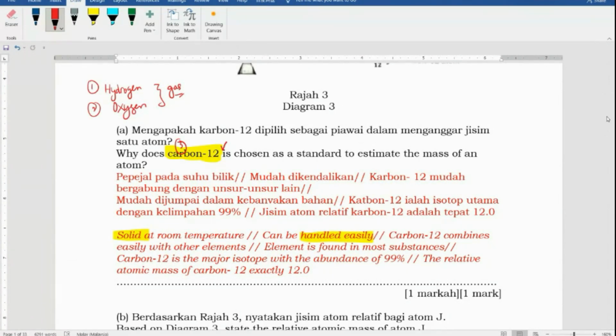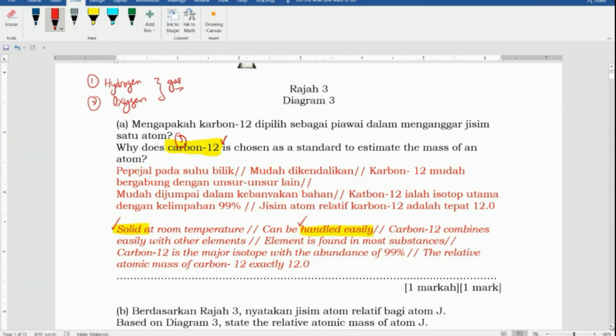So besides that, you can write these two. Just for your information, carbon 12 combines easily with other elements and is found in most substances, because all the organic substances around us have carbon compounds actually. Carbon 12 is a major isotope with an abundance of 99%, and the relative atomic mass of carbon 12 is exactly 12.